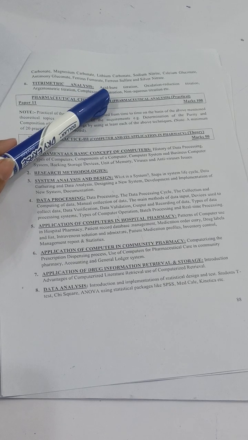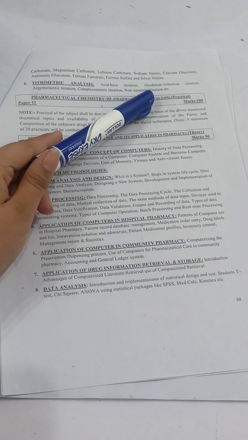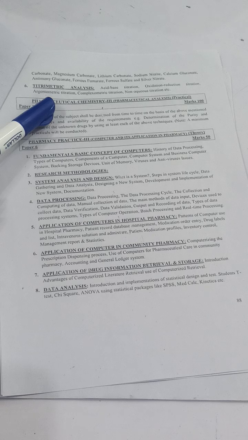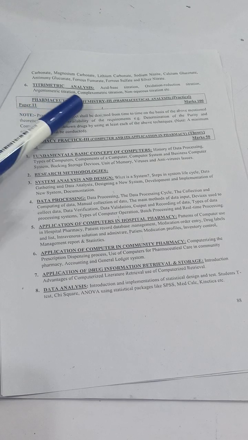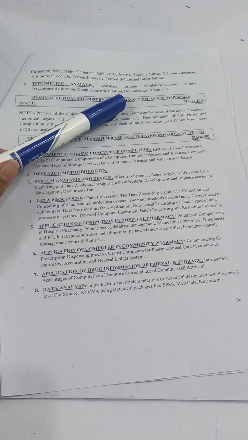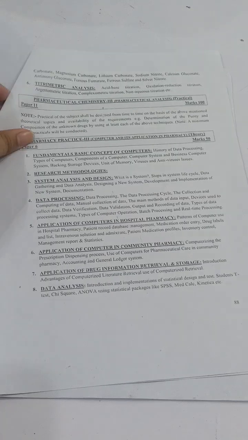First type is acid base titration, second is oxidation reduction titration, meaning a redox titration. Third is argentometric titration, which is also called precipitation titration, then complexometric titration, and the last type is non-aqueous titration. So we will discuss in this lecture all the types of titration. Now we are going to start the titration methods of analysis and how we do that.